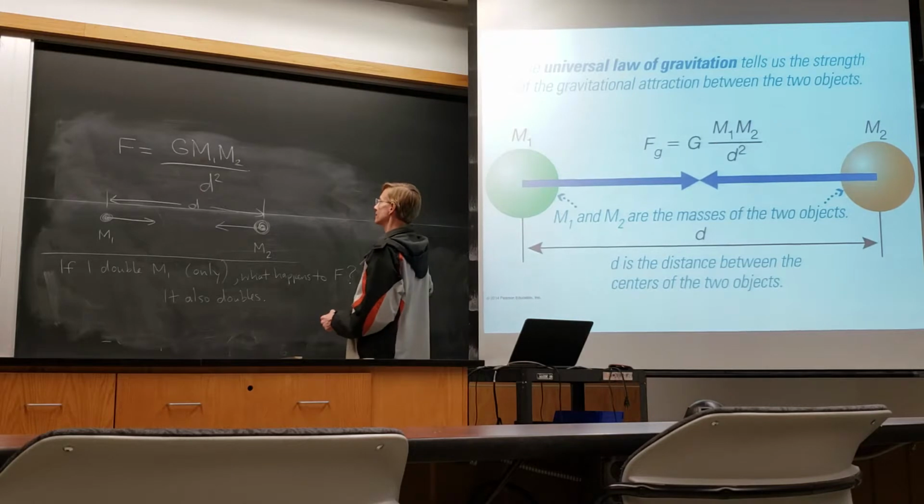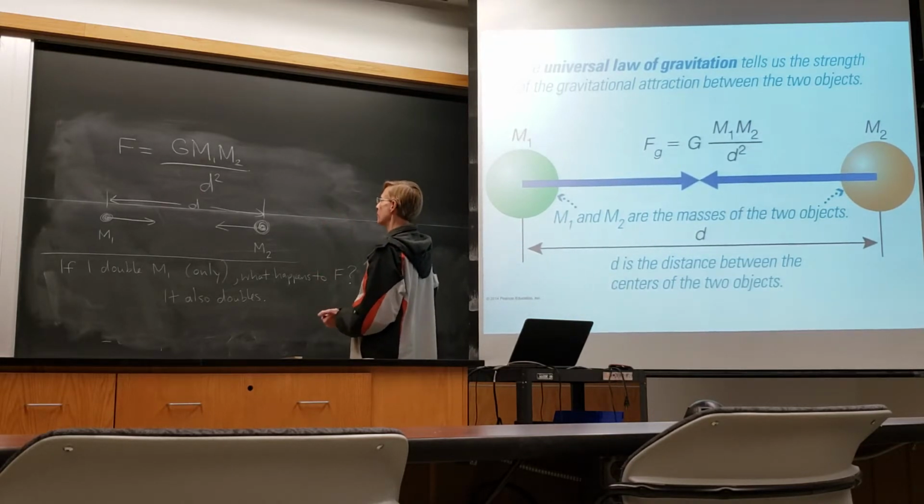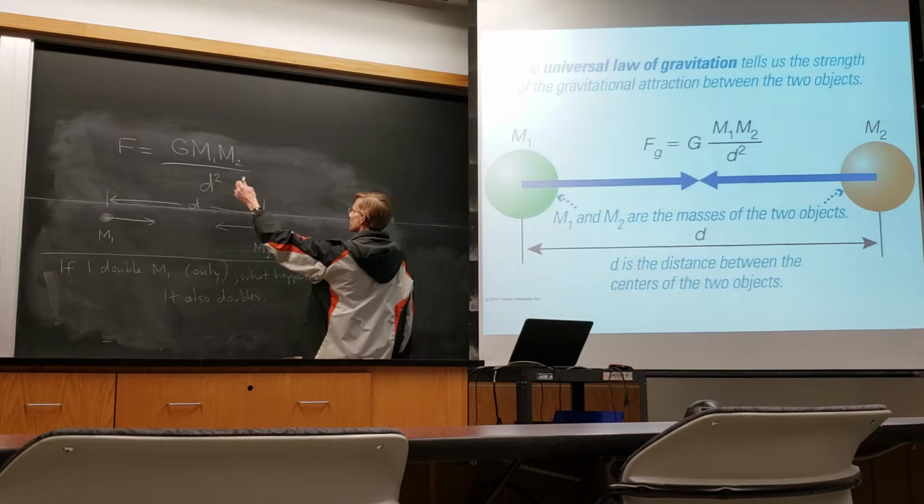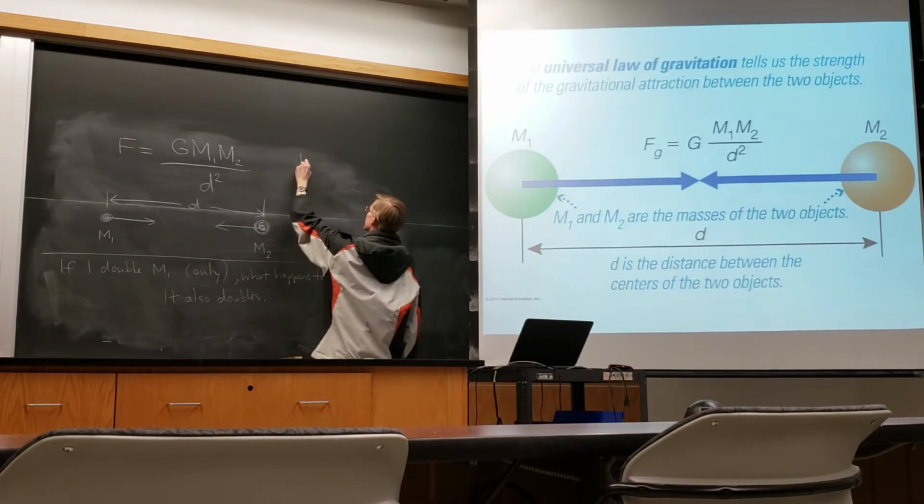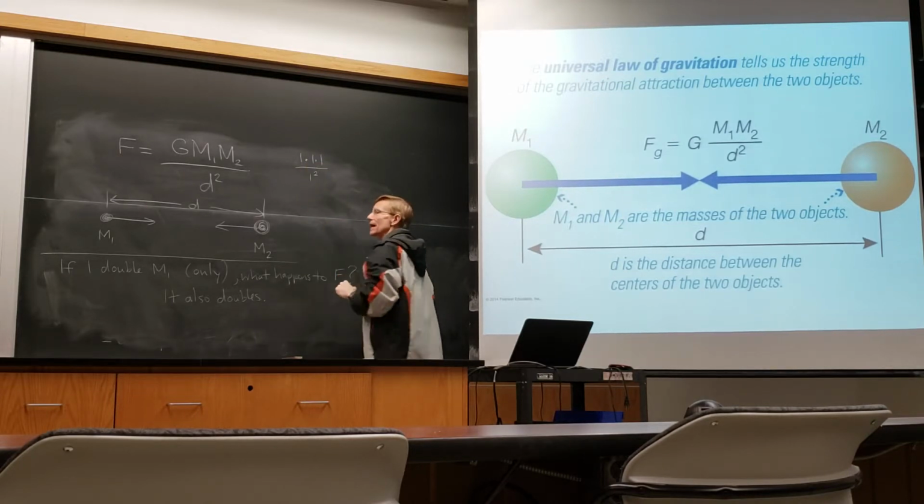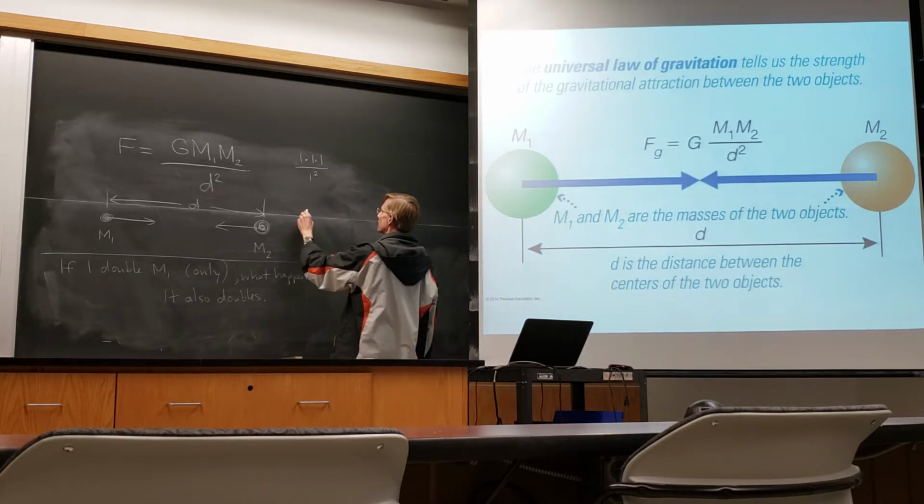If you don't believe it, I could go through this big proof of dividing F2 by F1, blah, blah, blah. Another way to see it is, well, just call G 1, and call M1 to begin with 1, and M2 to begin with 1, and D to begin with 1. Then in the first case, you'd have 1 times 1 times 1 divided by 1 squared. What's that? 1. And then in the second case, I would have what?